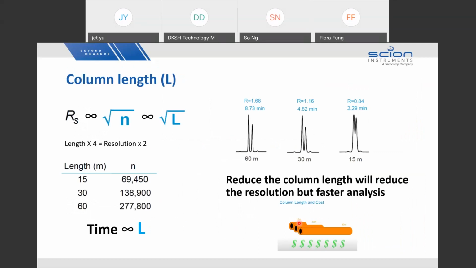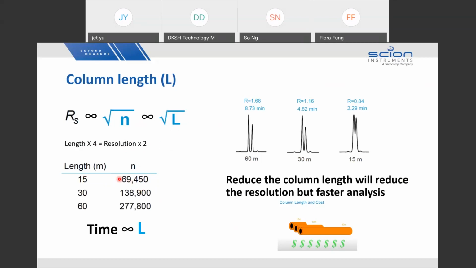Okay, so column length is very straightforward. You shorten the column, then you are able to have faster times. The relationship is that the resolution is linked to the square root of the theoretical plate number, and accordingly, the square root of the length. So it's not like you increase the column length 2 times and you have 2 times better. No. If you have 4 times the column length, then you only improve the resolution 2 times. Vice versa, if you shorten the column 4 times, you should reduce the resolution accordingly.